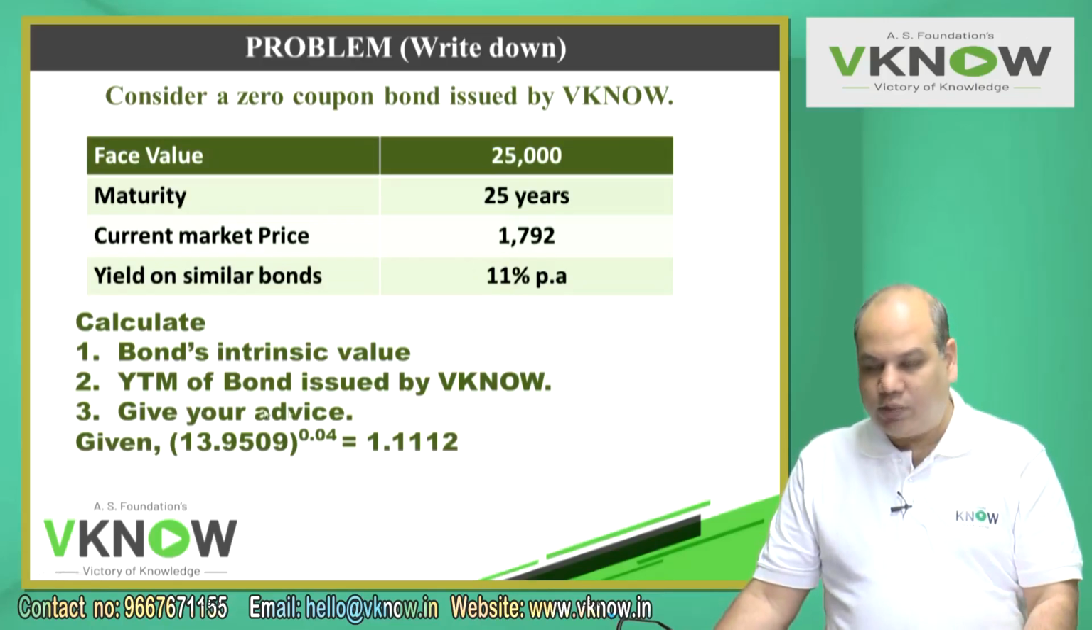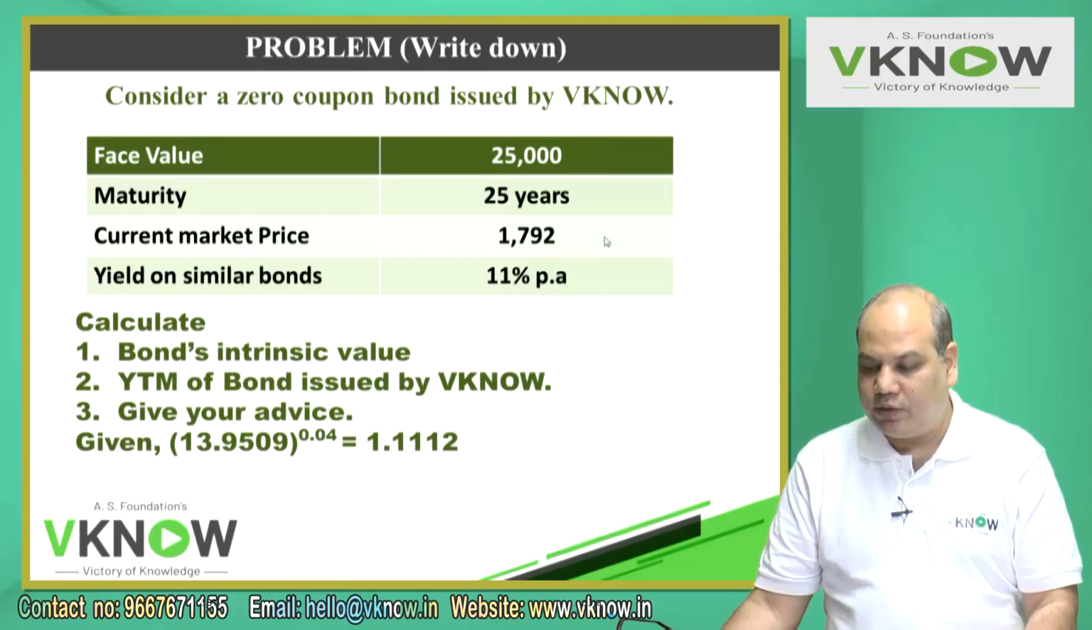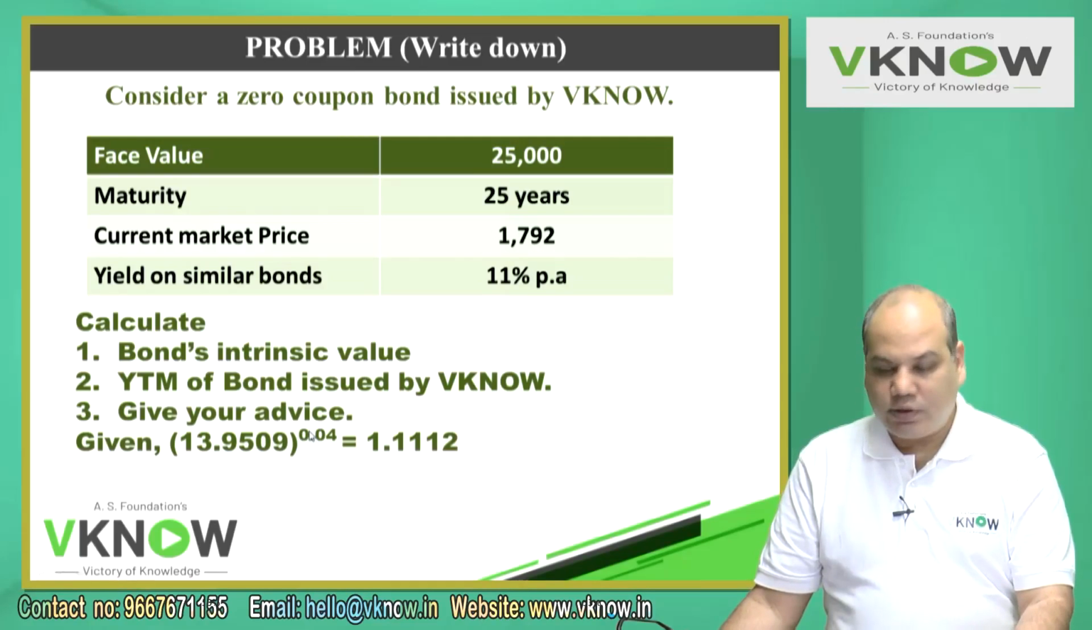Second question is YTM of the bond issued by we know. To find the YTM of the bond, you will take 1792, that is the current market price, is equal to face value divided by 1 plus R to the power 25. By solving the equation, you will find the value of R, that is the YTM, and give your advice. There are two ways you can give advice. Either compare current market price with intrinsic value, or compare YTM with the required rate of return 11%.